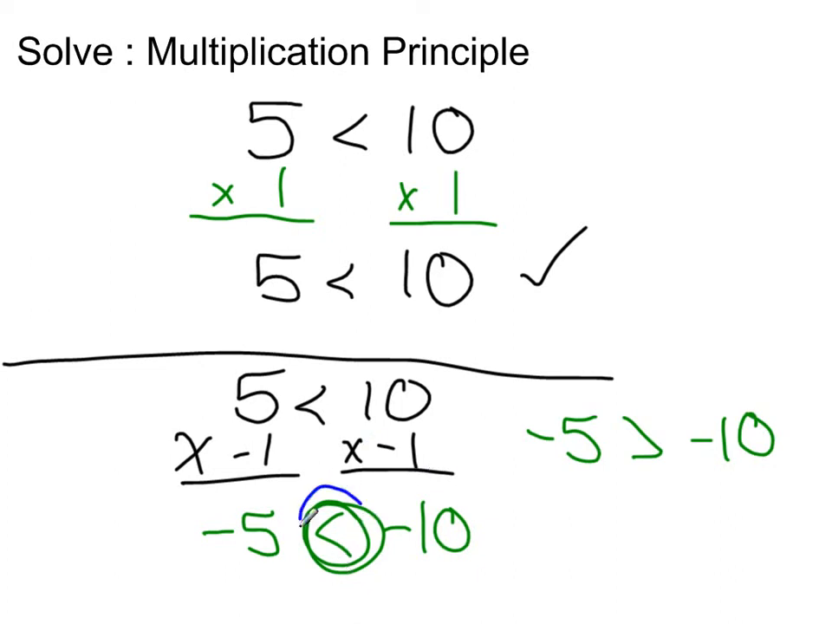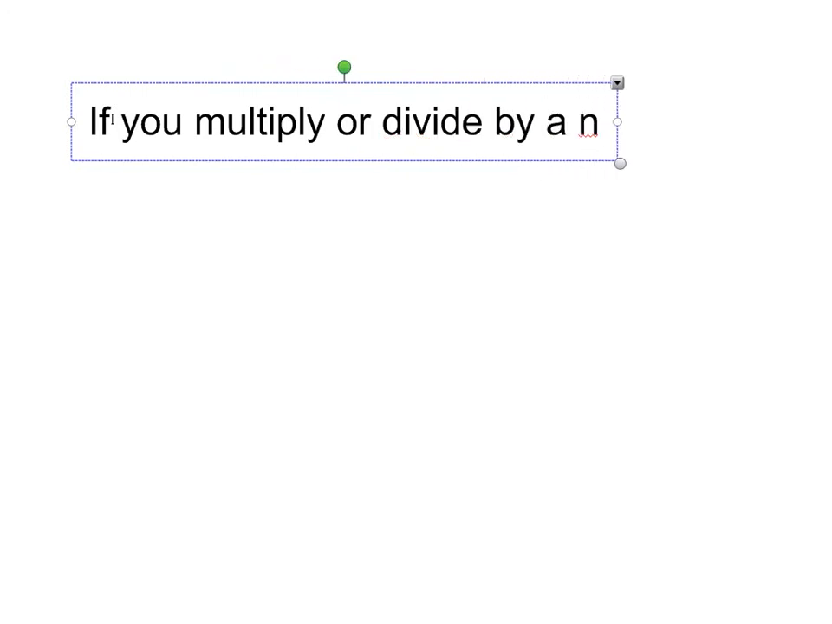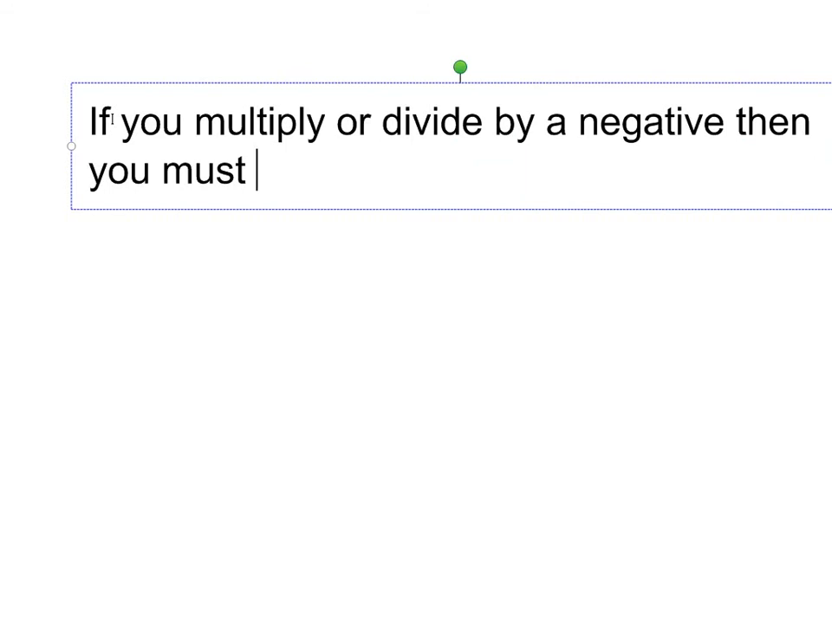So there's something that must be said whenever we multiply or divide by a negative number. We have to flip the inequality. So let's put that into writing. And I'm going to try typing that. If you multiply or divide by a negative, and now you can see how I cannot spell, then you must, and we're going to use this in quotations, "flip" the inequality.